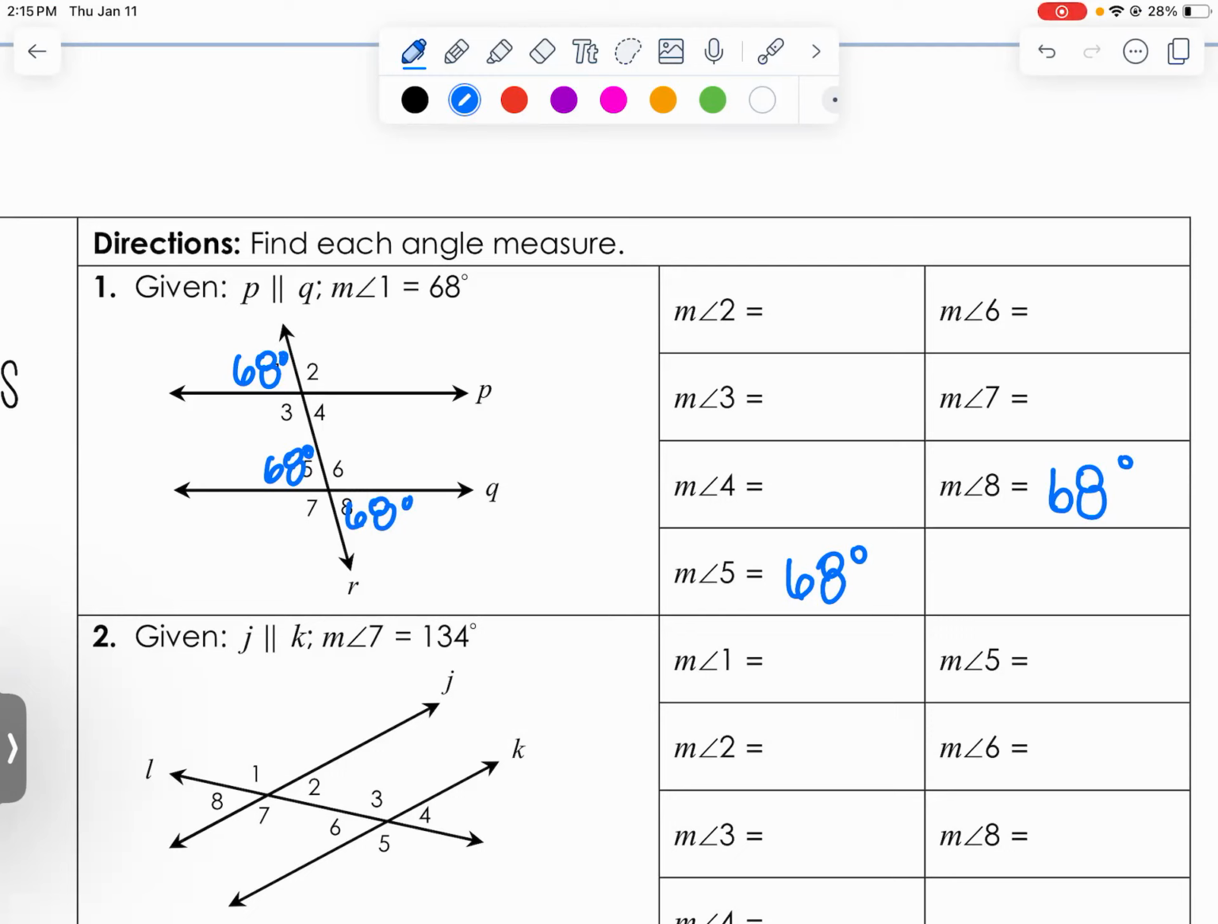So what's true about these two angles? So I agree that 1 and 8 are alternate exterior, but what about 1 and 5? These two right here. Notice how they're in the same place in this group. So if they're in the same place in this group, you can go back and look at your words. Which one means they're in the same place? Corresponding. So we know 1 and 5 are corresponding angles, so they have to be the same measure.